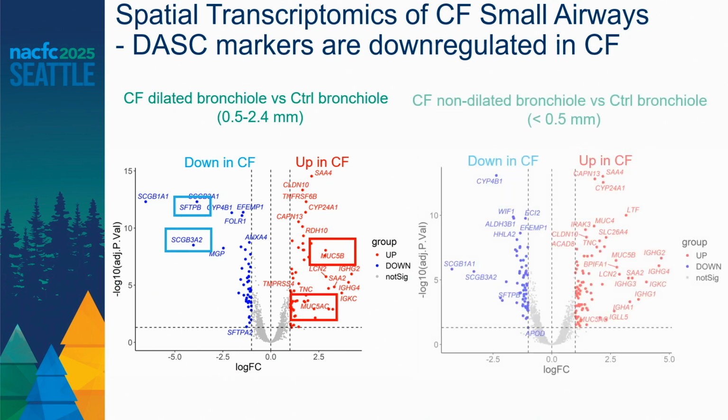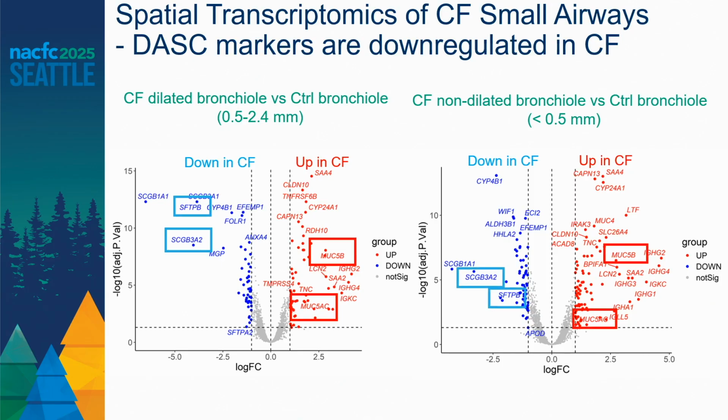And interestingly, when we check the non-dilated lesions, there are also, of course, the fold change and p-value are smaller than the dilated areas, but we could see the DUSC marker decrease and also secretory mucin increase in those regions as well. So we estimated that both whole CF small airways show the tendency of DUSC features loss, and also changes into a high secretory mucin producing state in those areas.